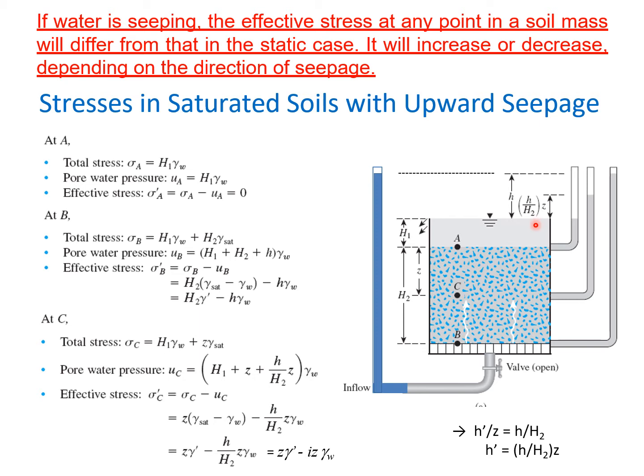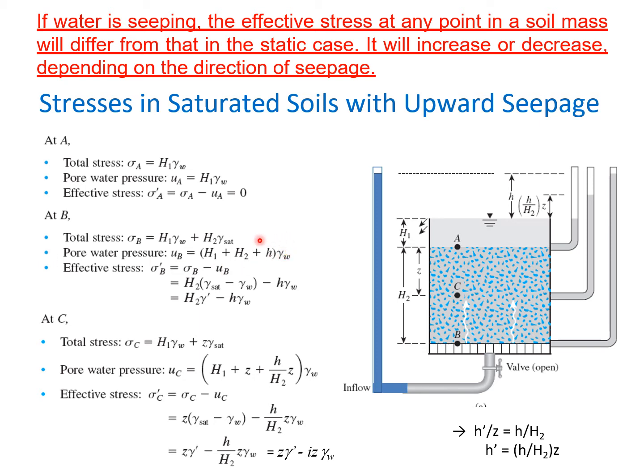Okay, now at point A, total stress is gamma_w H1, that's fine, pore water pressure is gamma_w H1, so effective stress is equal to 0 as we had in the previous case. Now look at point B. Total stress at B is gamma_w H1 plus gamma_sat into H2. So this is the total stress. Pore water pressure is gamma_w H1 plus gamma_w H2 plus gamma_w h.